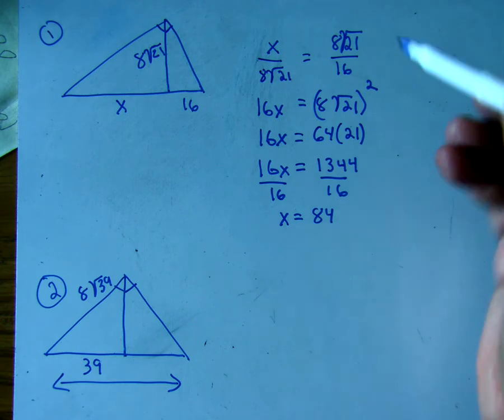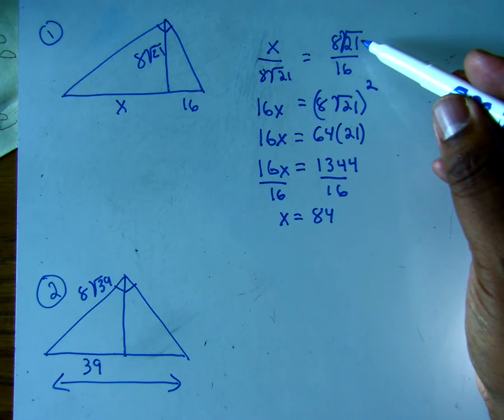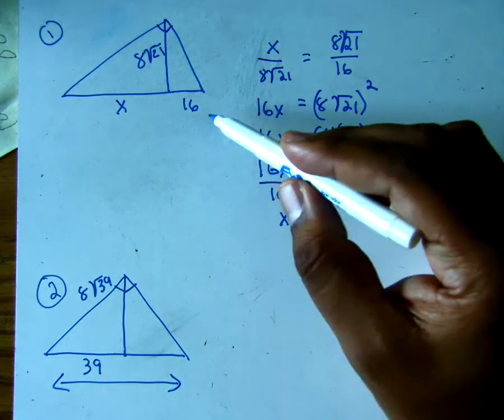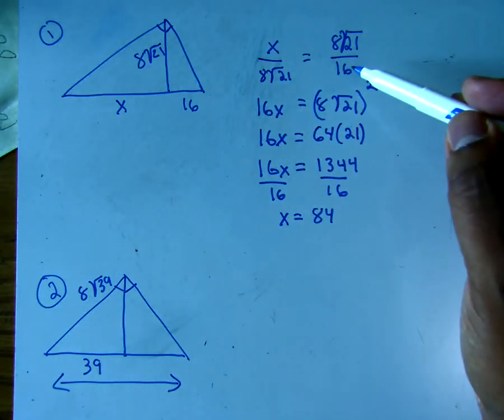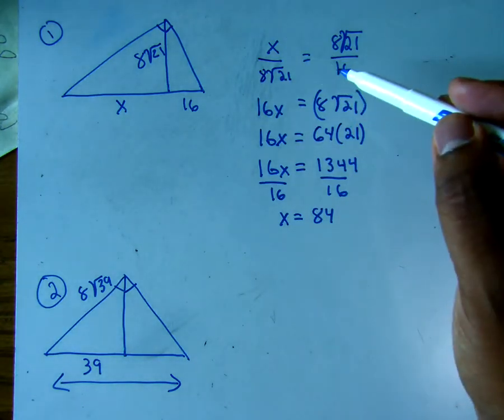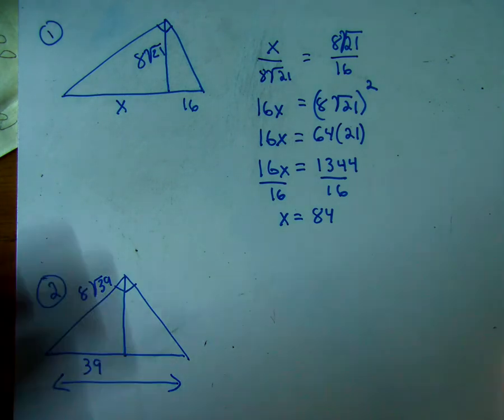So to recap, you want to set up your altitude in the denominator, then the numerator. Set the parts of the hypotenuse on each side, and then cross multiply. Okay, let's take a look at another example.